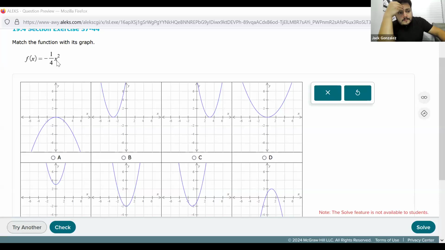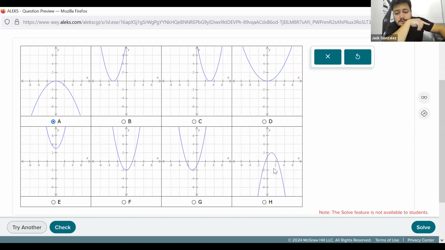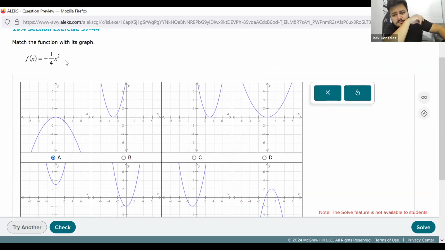Now, it's not shifted up or down or left and right. So it has to be A. Because check out H down here. They shifted it up and to the right. So it can't be H. Do you remember what caused the horizontal shifts and vertical shifts?